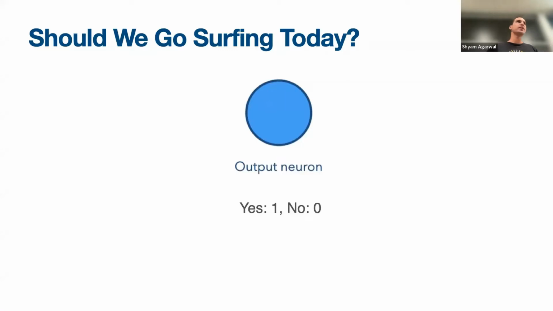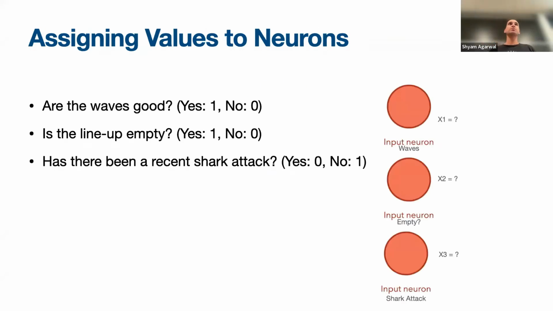The first thing that I want to address is the output neuron. The main question for the entire neural network is, should we go surfing today? The output neuron is going to have a value of either 1 for yes or 0 for no. Now let's move to the input neurons. We're going to have 3 input neurons and 3 questions which address whether or not we should go surfing. The first question is, are the waves good?